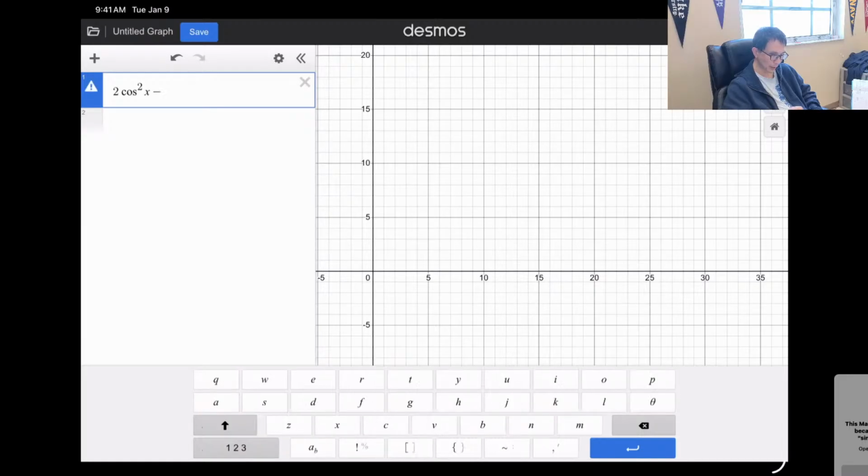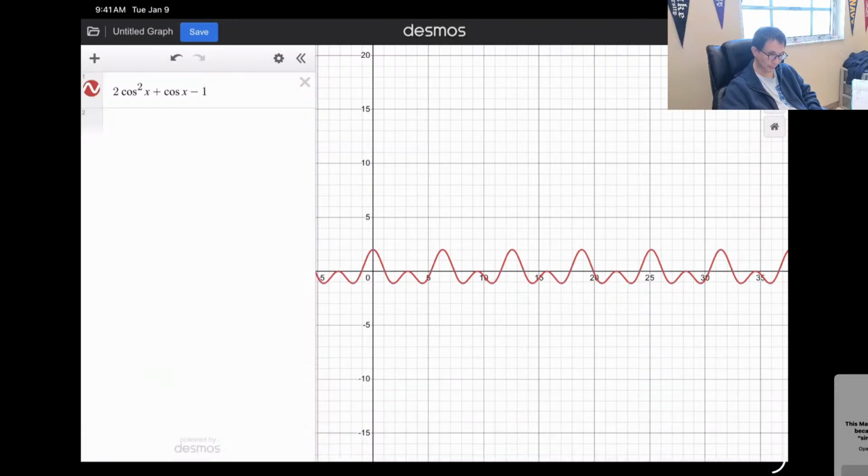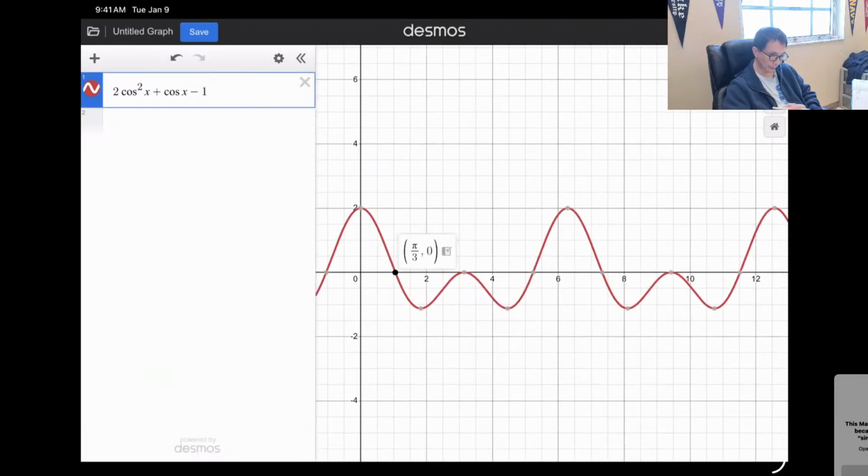Was it minus cosine of x or plus cosine of x? Is it plus? And the minus 2, or minus 1? Minus 1, that's it. Okay, let's click on it. Pi over 3. Is that the answer we got? That's how you check your answer.